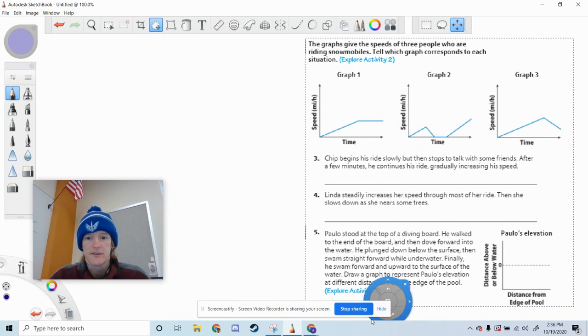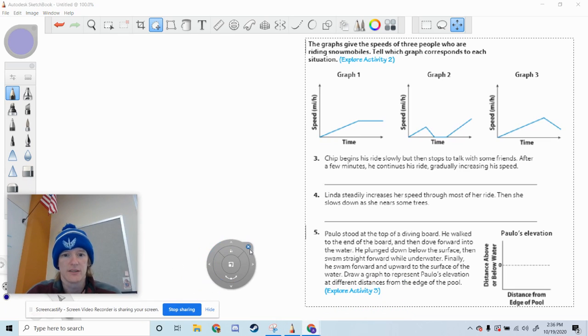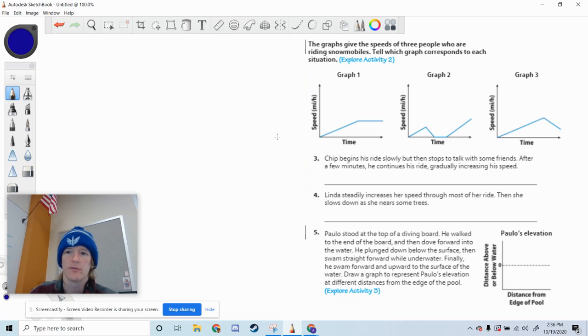So we'll start here, number 3. This is a graph representing the speeds of 3 people who are riding snowmobiles. Tell which graph corresponds to each situation. So we have graph 1, graph 2, and graph 3. Let's look at graph 1. Their speed is on the left. As it goes up, they're going faster. As we go up, we're going faster over time.